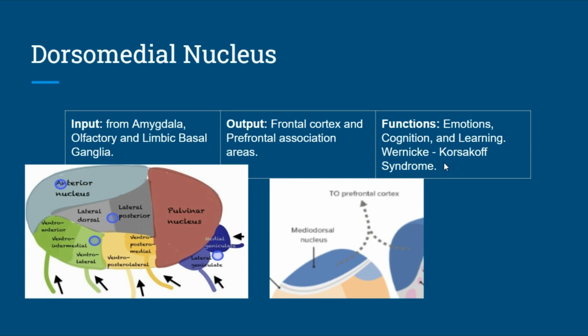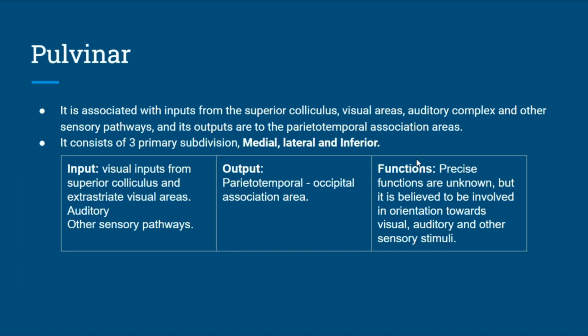The next one we have is the dorsomedial nucleus. It has input from the amygdala, olfactory, and limbic basal ganglia, and it has an output to the frontal cortex and the prefrontal association areas. The functions include emotions, cognition, and learning. And a lesion here will contribute to the pathogenesis of Wernicke-Korsakoff syndrome.